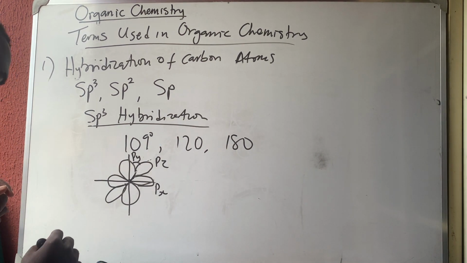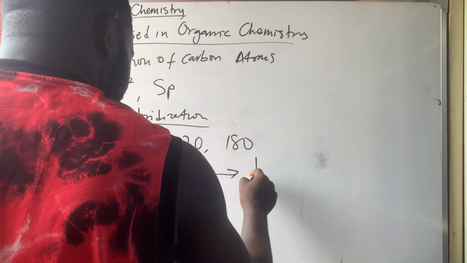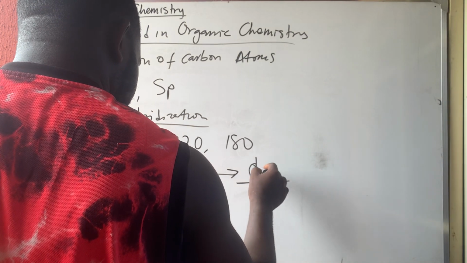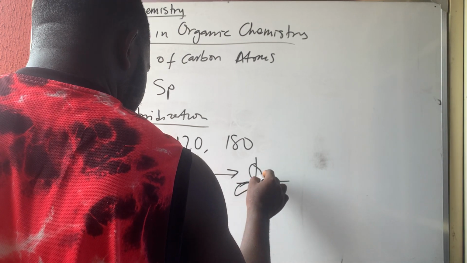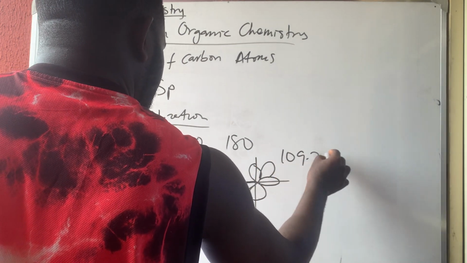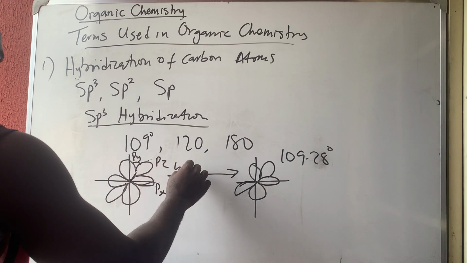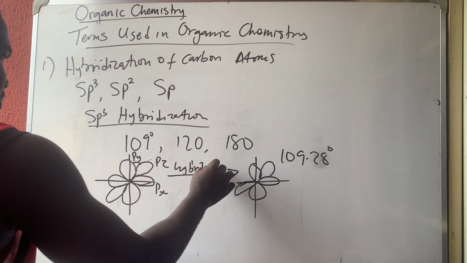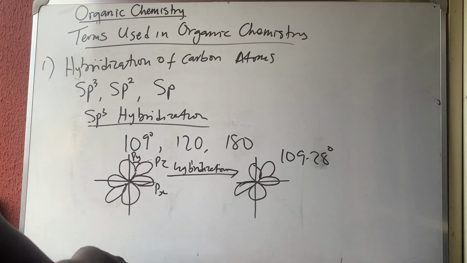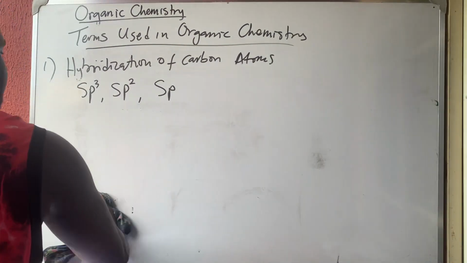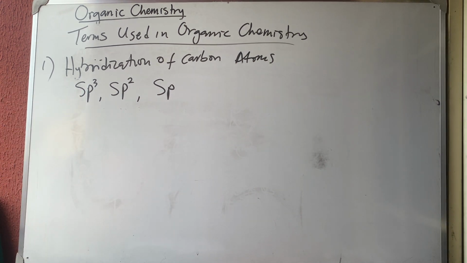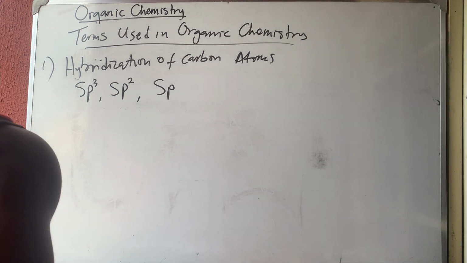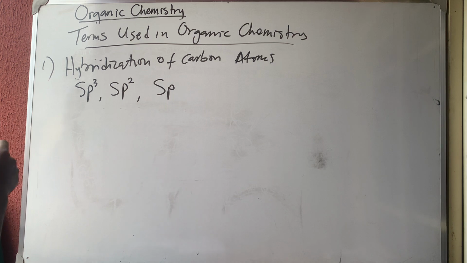So if this passes through hybridization, I have the dumbbell, this one, and it is 109.28 degrees. Okay, this is hybridization. So the only thing you need to know is that sp3 hybridization is when one s orbital hybridizes with three p orbitals, and the angle between the unpaired electrons is 109 degrees. Please take note of that.